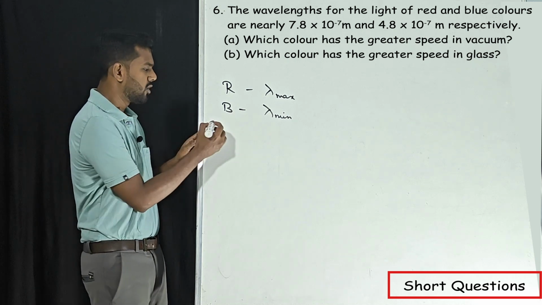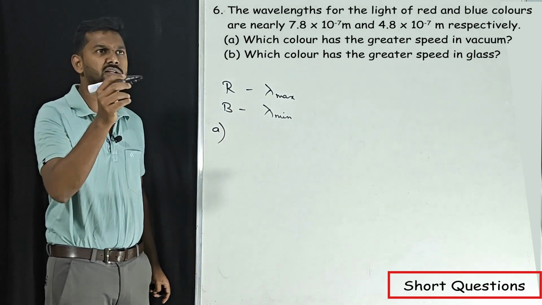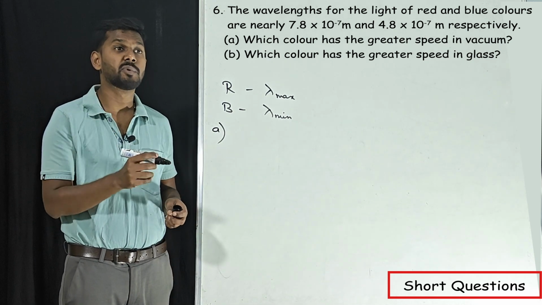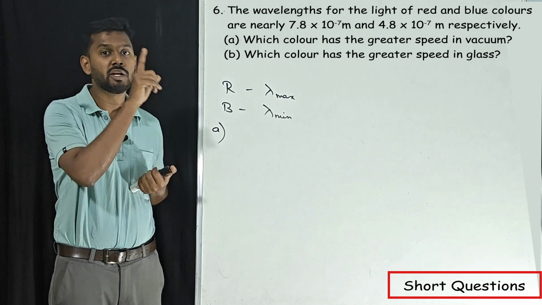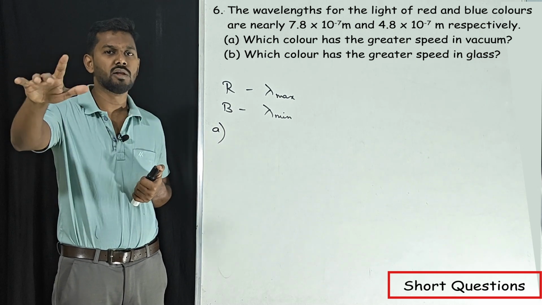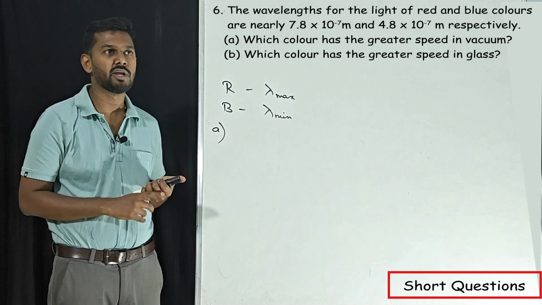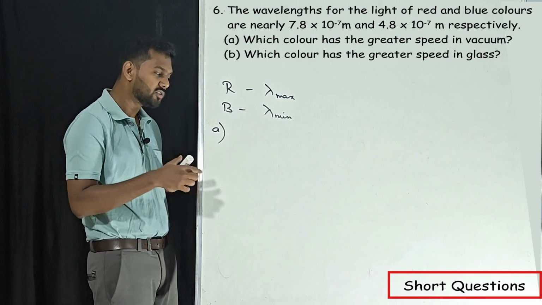Now we'll go for the question. Which color has the greatest speed in vacuum? I already told you, in vacuum all the colors travel at the same speed. So this question, which color? Both the colors.